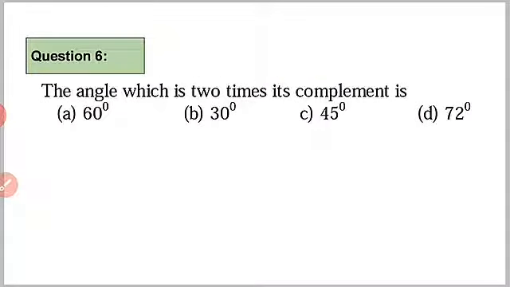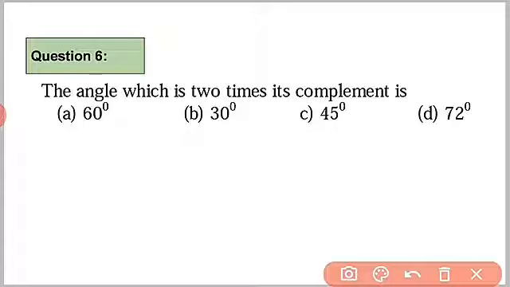Let's take question number 6. The angle which is 2 times its complement is. It is the same question as we did in the test before this one, that is, in test 2. But there we asked about the supplement. Here it is the complement, and we know what complementary angles are.